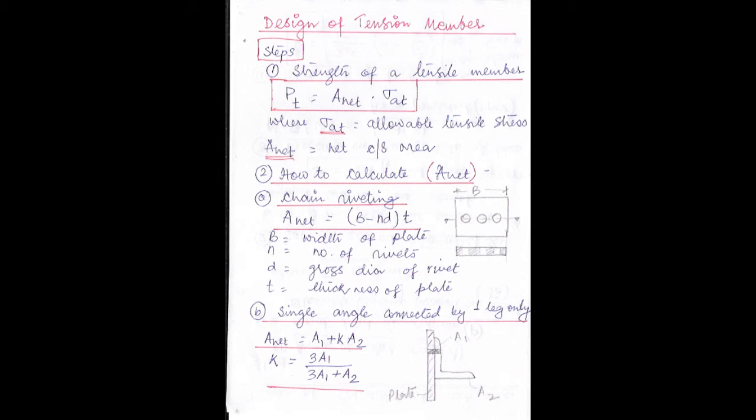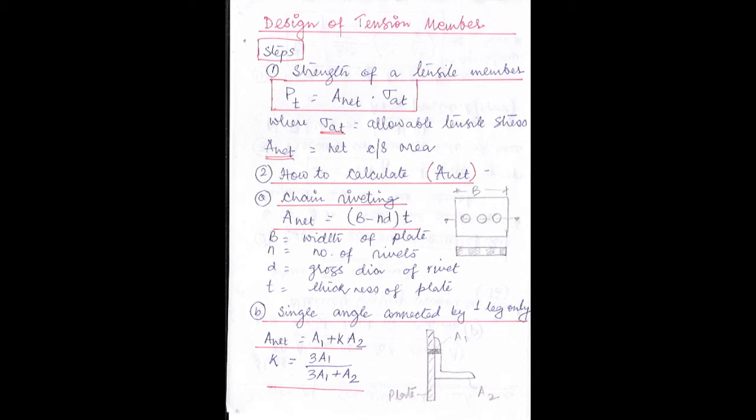Now how will we find out A net, the net area? In this case we can find it by A1 plus K A2. A1 is the area of the connected leg. A2 is the area of the outstanding leg. What is K? K is a constant. How can we find it out? K can be found by 3A1 divided by (3A1 plus A2). By this way we can find the value of K and then the net area.